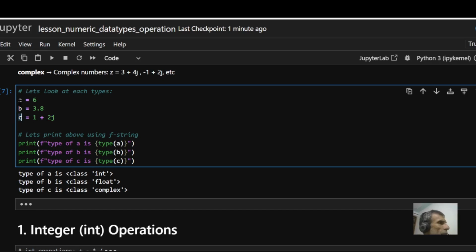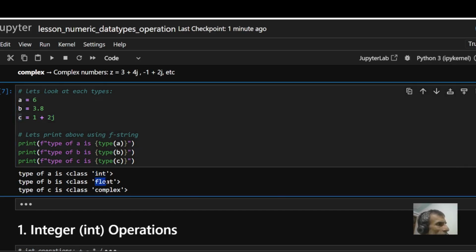So I'm printing the type of a, b, c. And as you can see, it prints out that the type of a is integer, type of b is float, and type of c is complex.